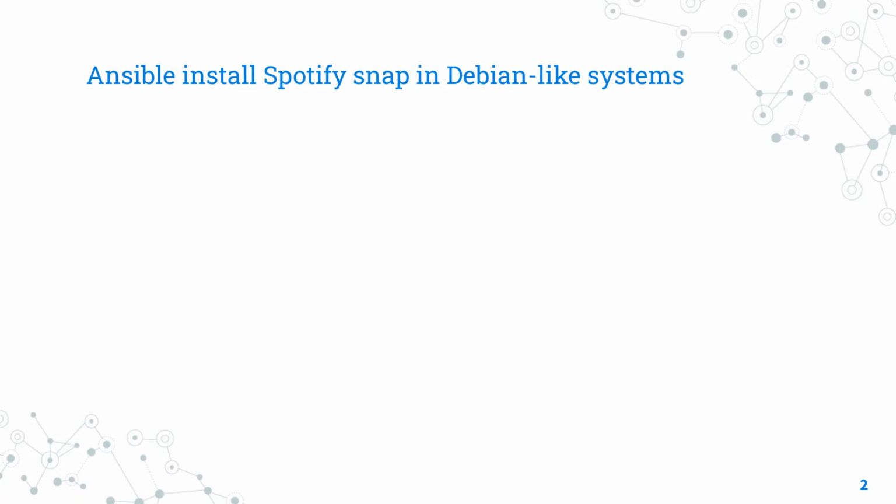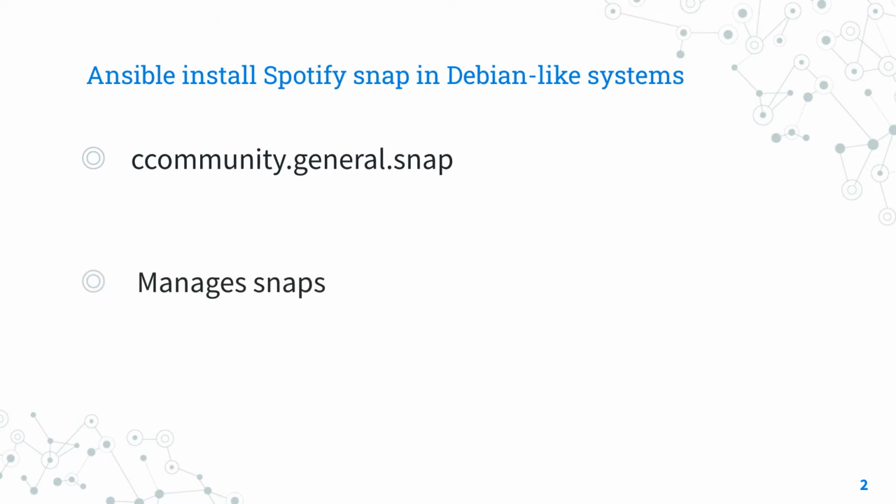Today we are going to talk about Ansible module Snap. The full name is community.general.snap and is part of the community.general collection or module maintained by Ansible community. The purpose of the Snap module obviously is to manage snaps in the target system.